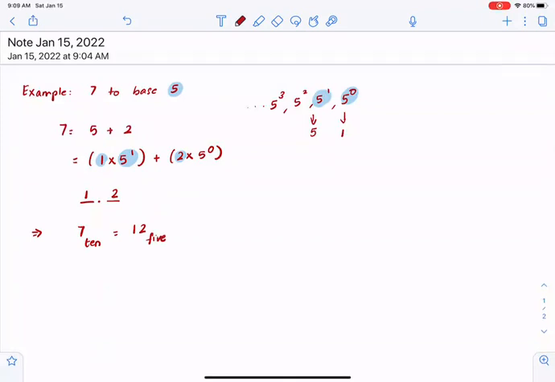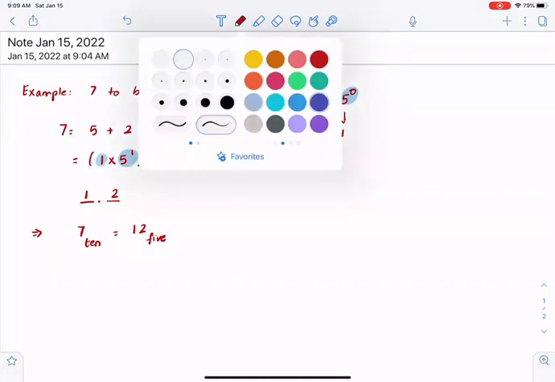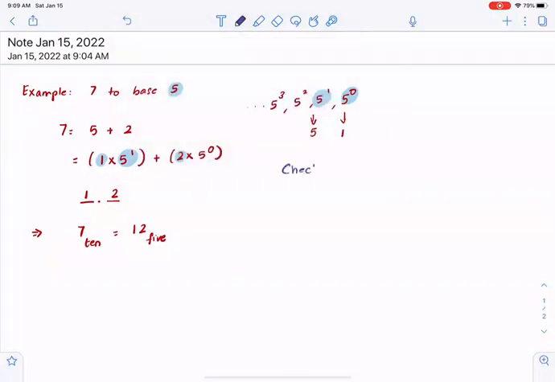Recall that we can go back to the original base, which is 10. We know how to convert a different base other than 10 to base 10. So we could do a quick check of our answer. We did this in one of the previous videos. So 2 times 5 raised 0, 1 times 5 raised 1.